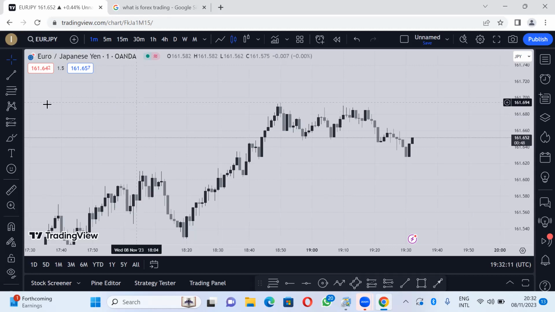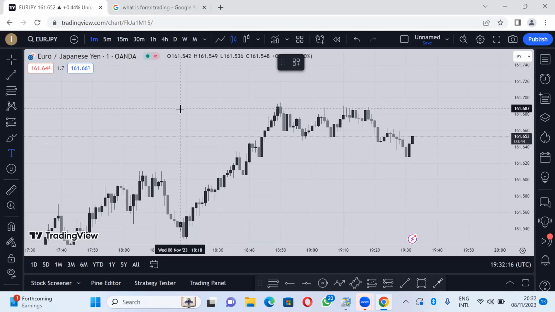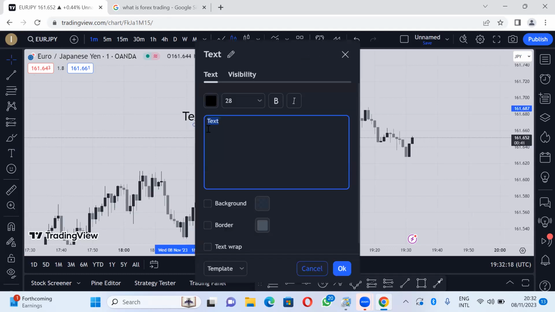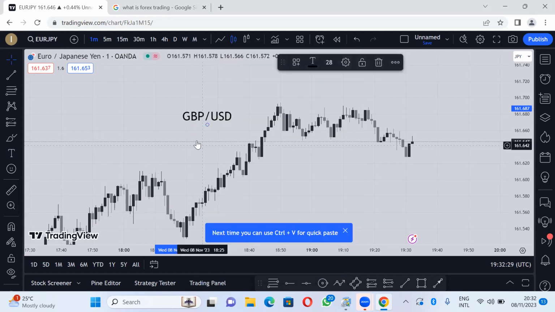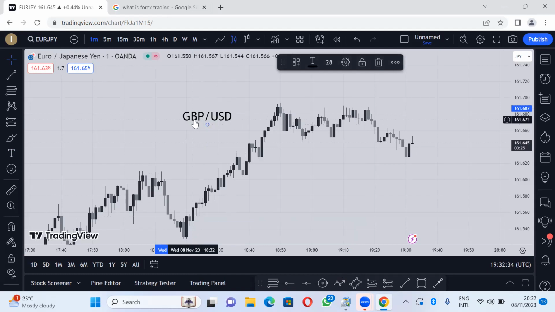For instance, you see something like this. Let me see if I can write here. GBP/USD. Now I want you to tell me which of these is the quote currency and which is the base currency. That's an assignment for you. Go online, do your research and get back to me on that.